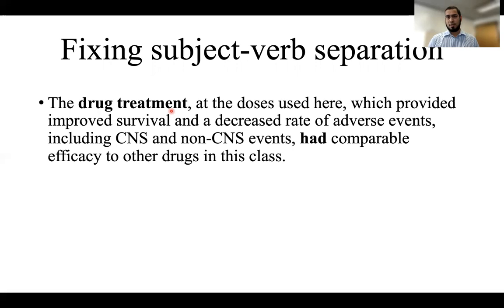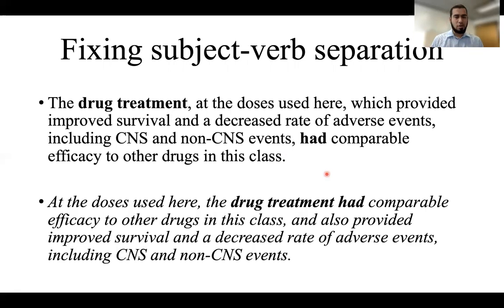So let's try to fix subject and verb separation here. We identified drug treatment, had, comparable, has, there's a lot of material in between, so we could rewrite this, and this is one of the solutions. You could come up with your own solution, which is perfectly fine. There could be more than one solution here, and here the solution says, at the doses used here, the drug treatment had comparable efficacy to other drugs of this class and also provided improved survival and a decreased rate of adverse events, including CNS and non-CNS events. You could have broken this long sentence into 2 sentences, but even this sentence reads much better than the previous one because we have now fixed that subject-verb separation.